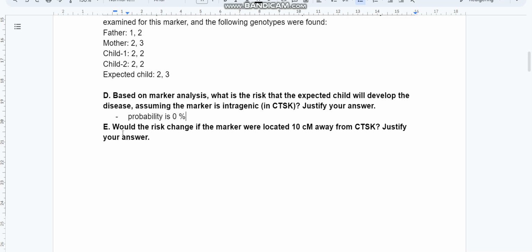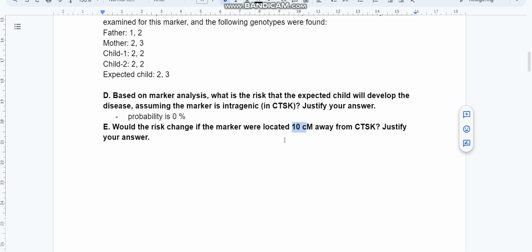Now they ask you, would the risk change if the marker were located 10 centimorgans away from this gene? Remember, 1 centimorgan means a recombination frequency of 1%. So this must mean a recombination frequency of 10%. Now, of course, if the recombination frequency increases, this would change the risk, as there is a possibility that the marker locus and disease locus will recombine.